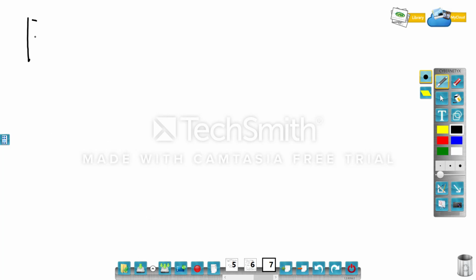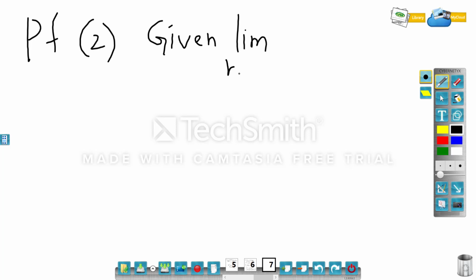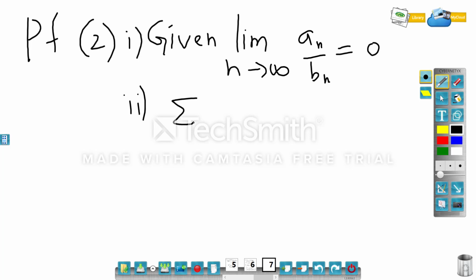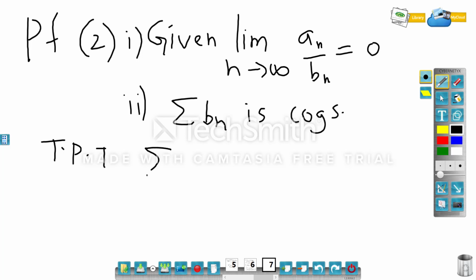Second part, proof of statement number 2. Now it is given that limit as n goes to infinity of An upon Bn is equal to 0. That is the first part. And it is also given that series Bn converges. We have to prove that series An is convergent.